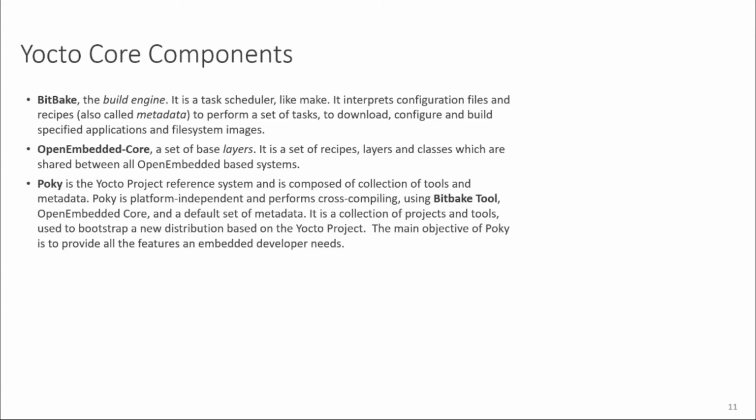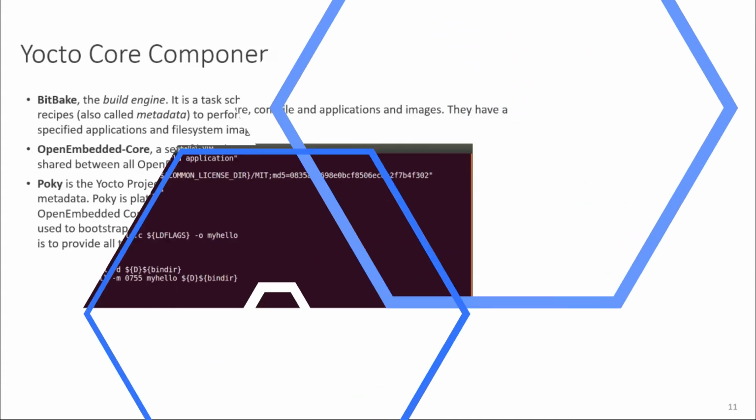Now the third main component is Poky. Poky is the Yocto project reference system and is composed of a collection of tools and metadata. It is platform independent and performs cross-compiling using the Bitbake tool, Open Embedded Core, and a default set of metadata. The main objective of Poky is to provide all the features an embedded developer needs. So these are the three core components of the Yocto project.